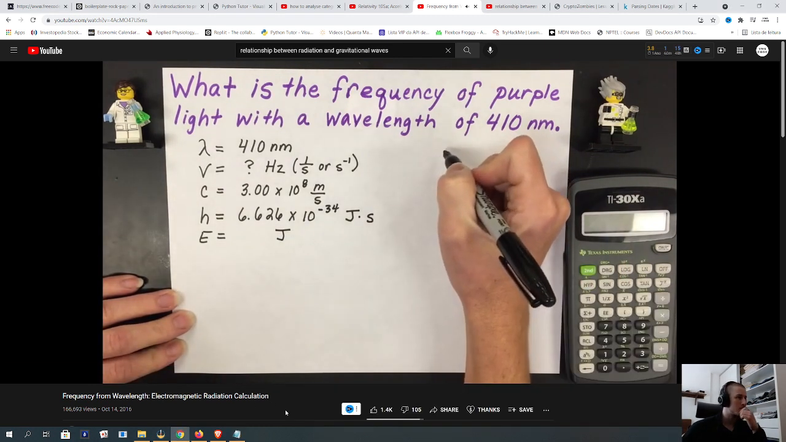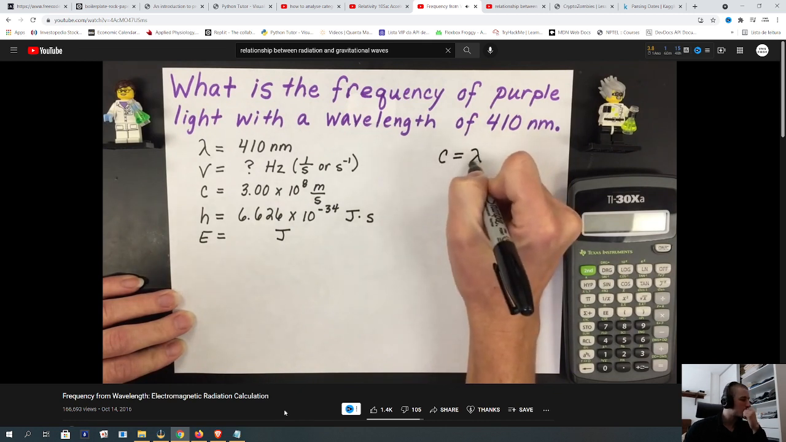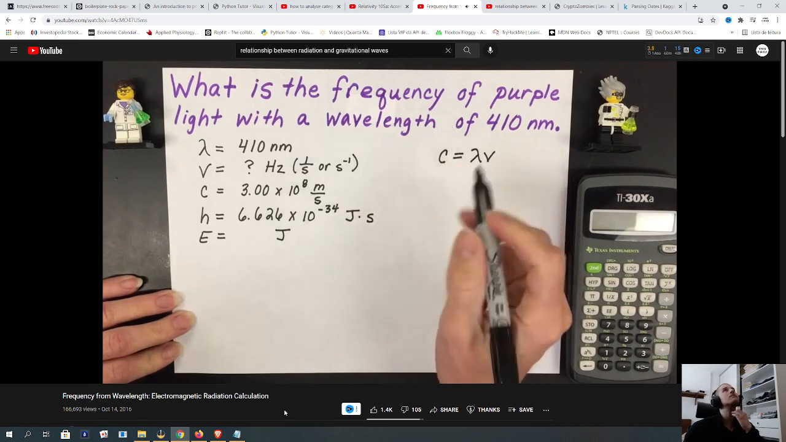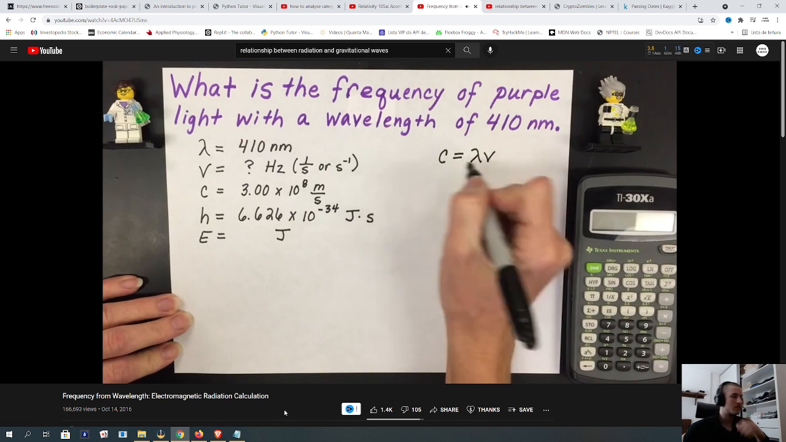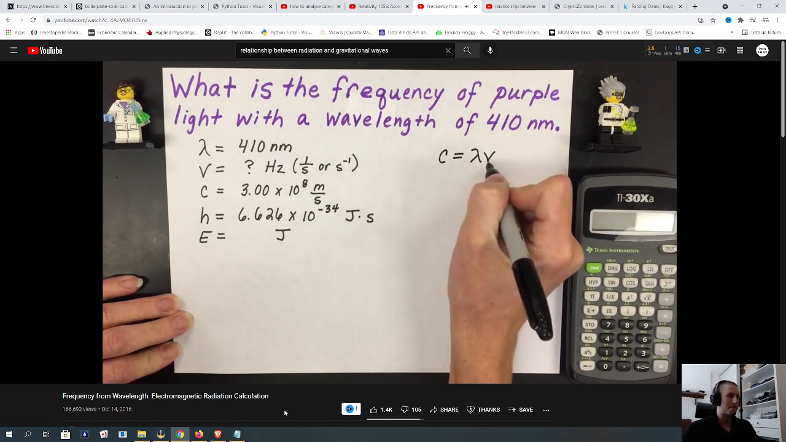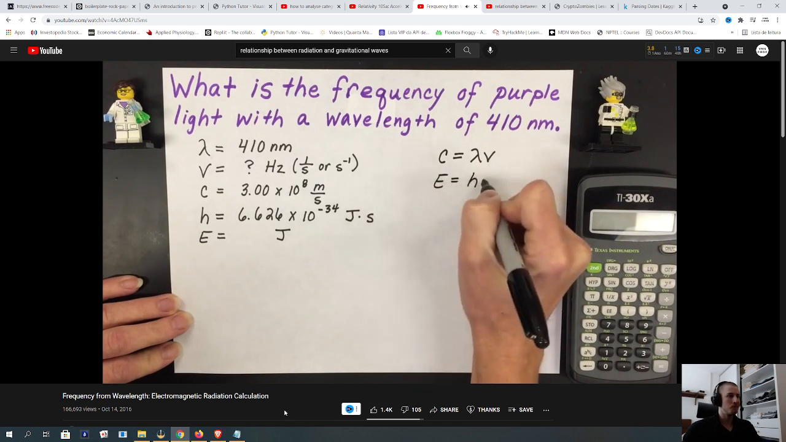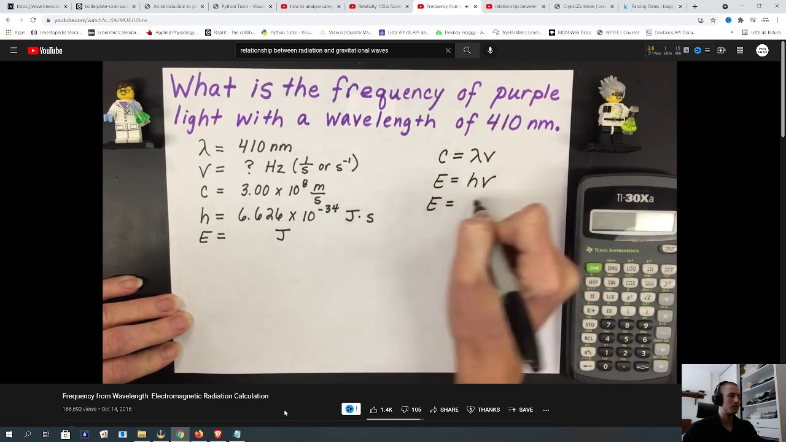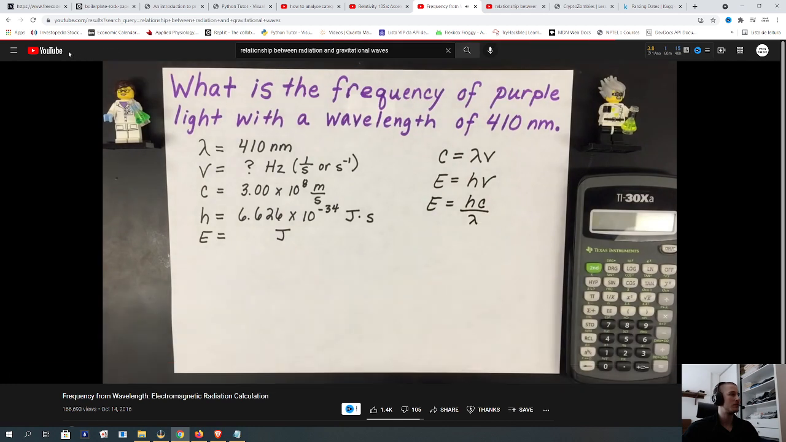Over here, what I'm going to do is write down your equations that you can use to solve for wavelength, frequency, speed of light and energy for any type of electromagnetic radiation moving at the speed of light. So we've got speed of light equals lambda times nu, which is wavelength and frequency. You've got another one where energy is equal to Planck's constant times frequency. And the last one is putting those two equations together, which is Planck's constant times the speed of light divided by wavelength.